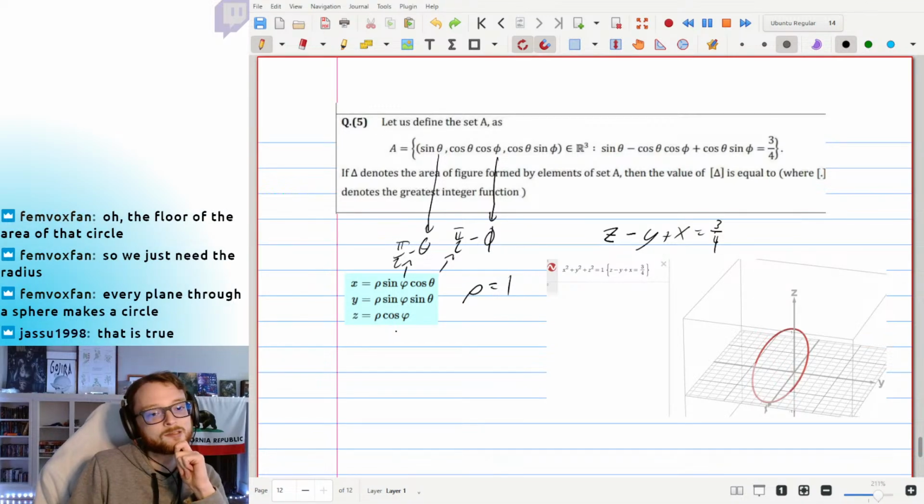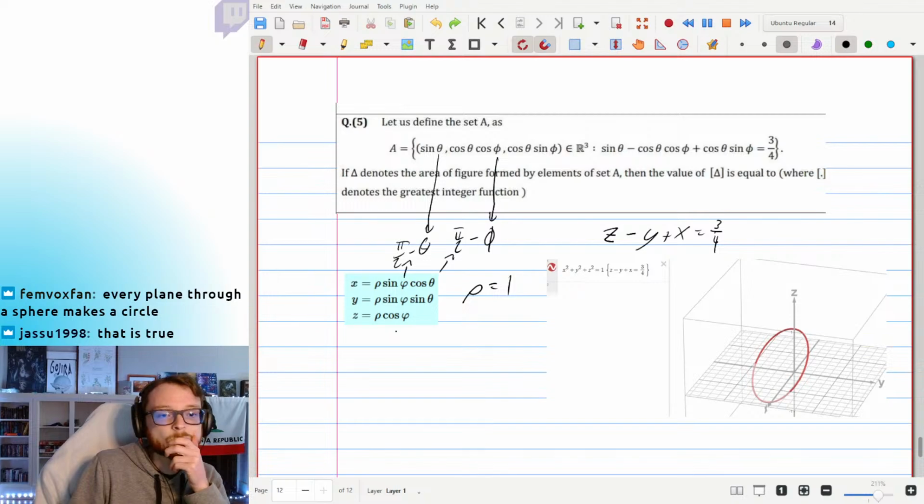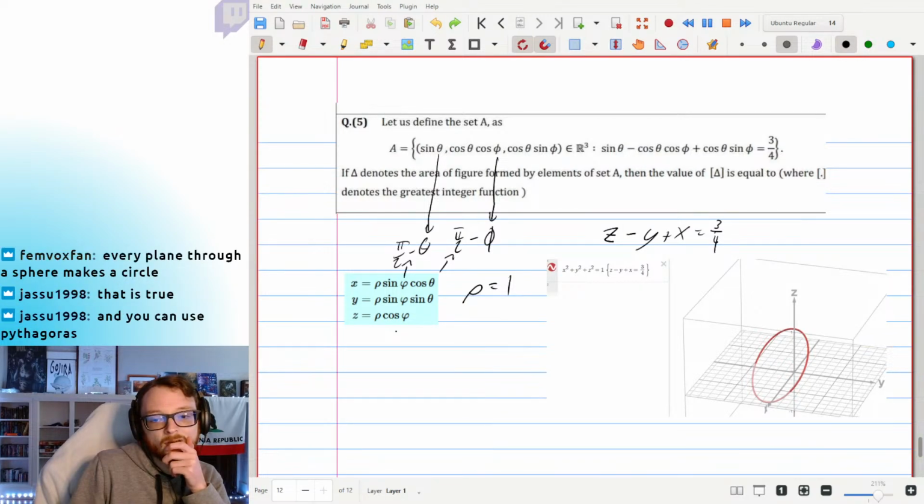How can we find the radius of this? We need to find the distance between two opposing points? And how can we do that? Use the Pythagorean theorem?